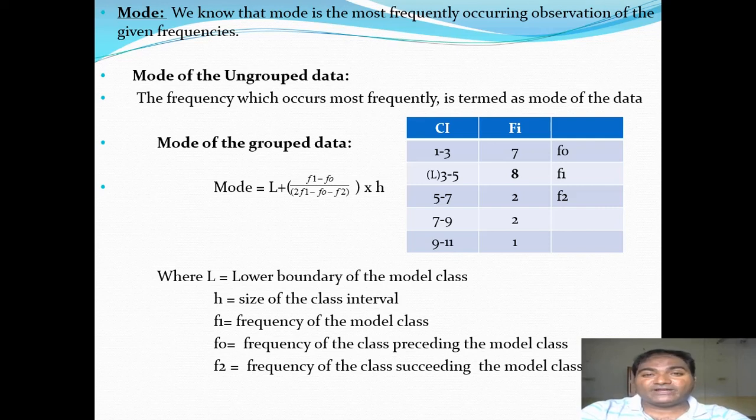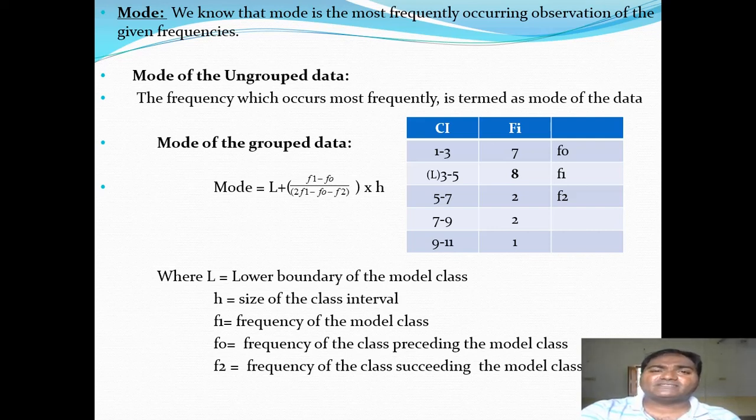Mode of ungrouped data is, after the observations are given, the maximum repeating observation. If in a class we check, out of 25, 18 is the mark which is repeating the most number of times, so 18 is called the mode of the ungrouped data. In this also we have grouped data as well as ungrouped data. For mode of ungrouped data, the most frequently repeating term is taken as the mode. Now mode of grouped data is a very simple method.